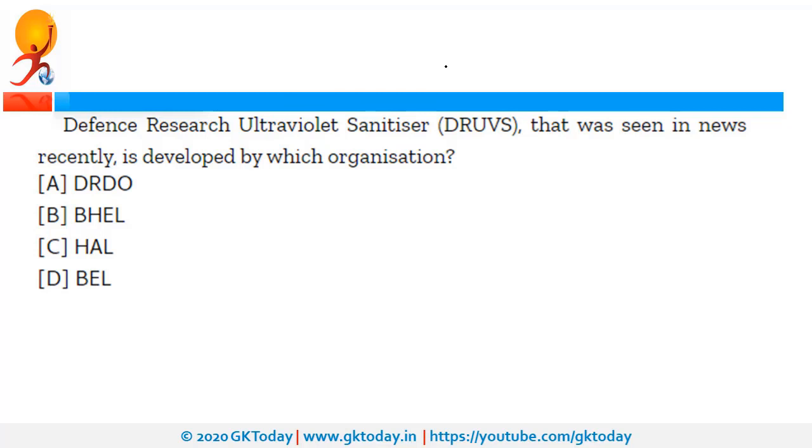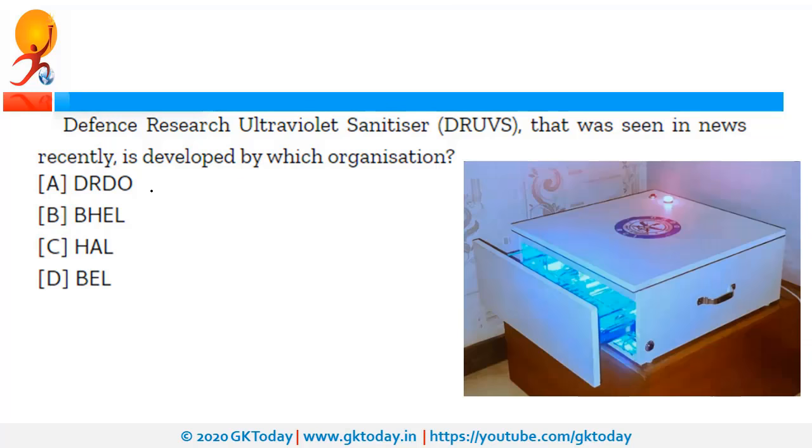Dhruv, that is Defense Research Ultraviolet Sanitizer, is developed by which organization? Right answer is DRDO. So DRDO developed an automatic sanitization cabinet named Dhruv. Actually, it is developed by RCI, that is Research Center Imarat at Hyderabad, and it is associated to DRDO.